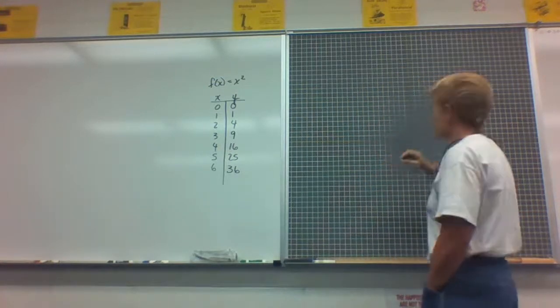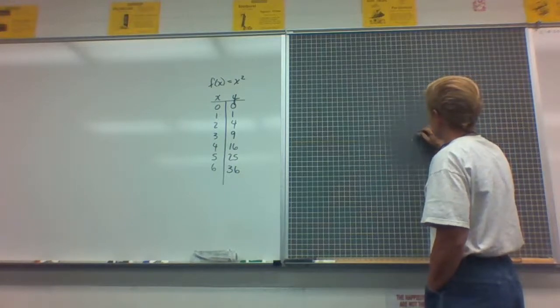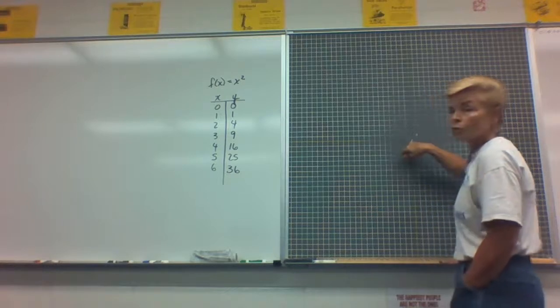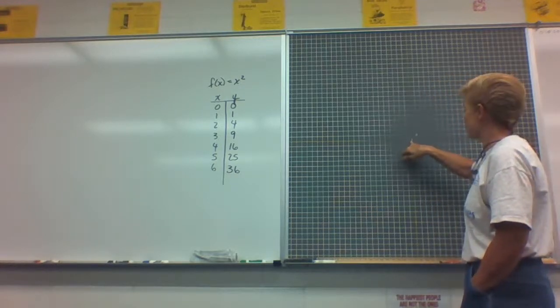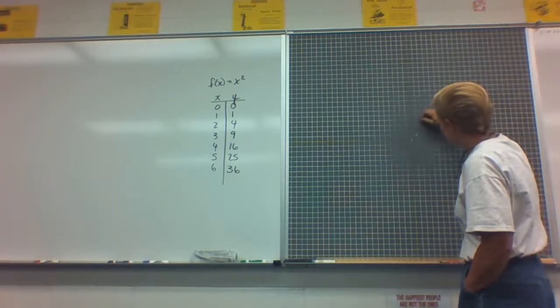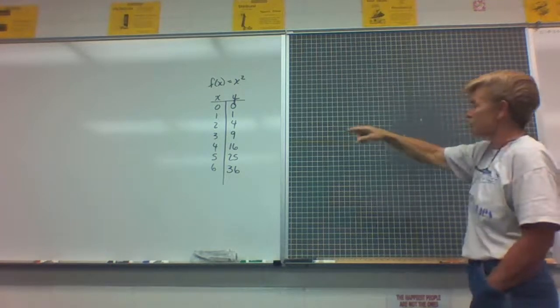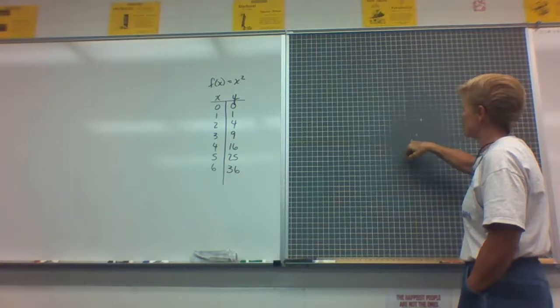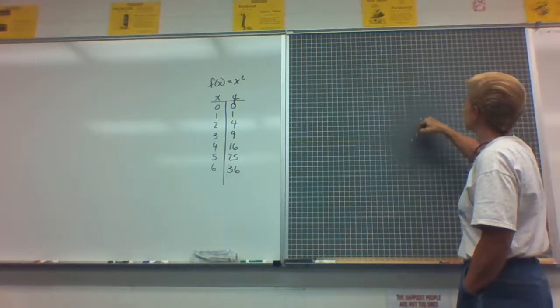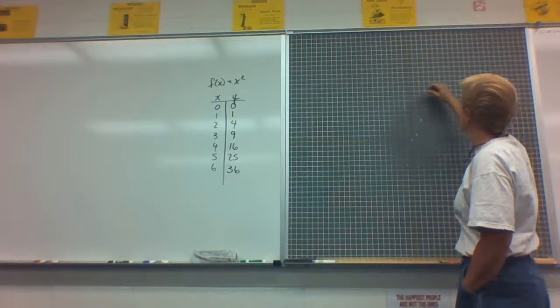If I were to plot 0, 0, and then 1, 1, and then to come back here and plot 2, 4, I'd have to start here at the origin again, and I'd have to go over 1, 2, and up 4. 1, 2, 3, 4. And then to plot the next point, which is 3, 9, I would have to start back here at the origin and go 1, 2, 3, and then count up 9. 1, 2, 3, 4, 5, 6, 7, 8, 9.